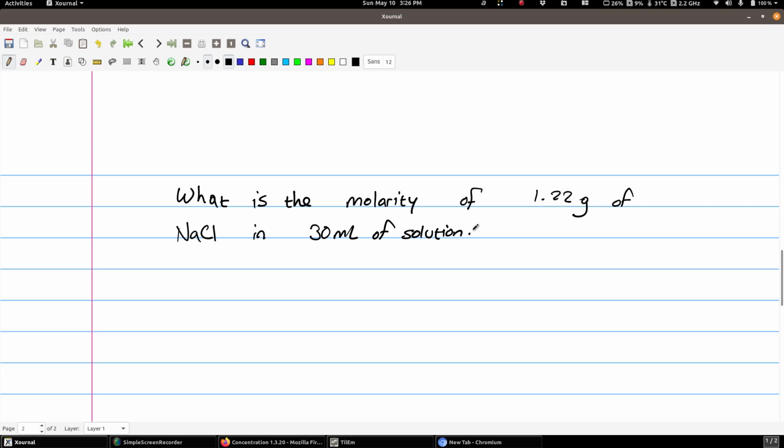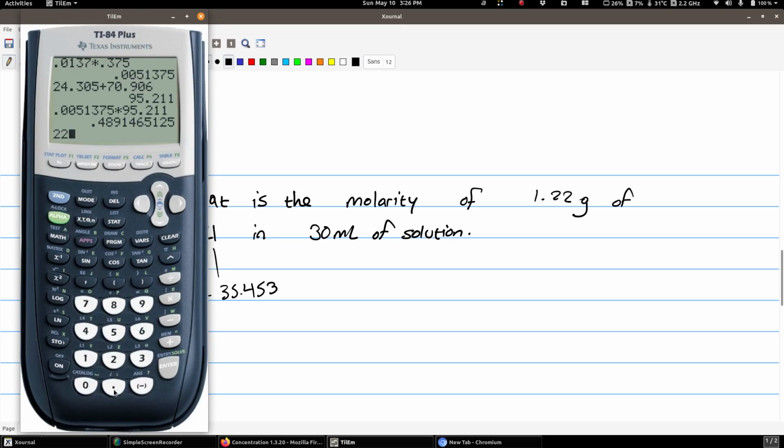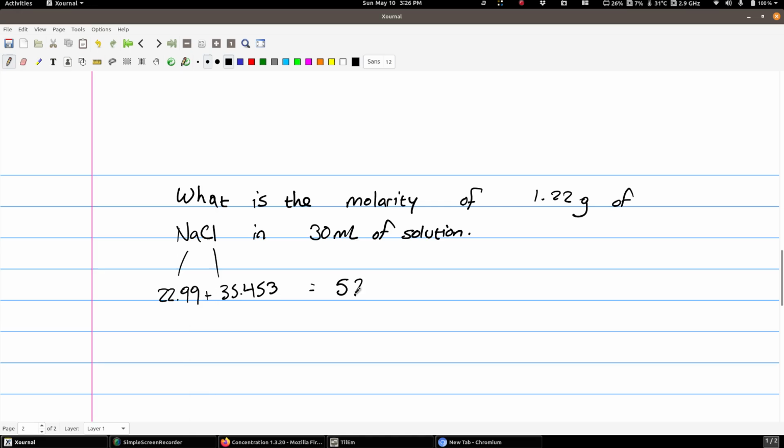Okay, this one's probably going to be a little high, but first things first is 22.99, and this is 35.453. So you add those together, and I'm going to use the calculator. 35.453. So 58.443 grams per mole.